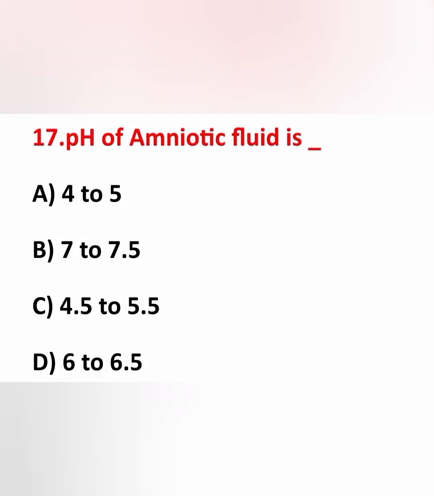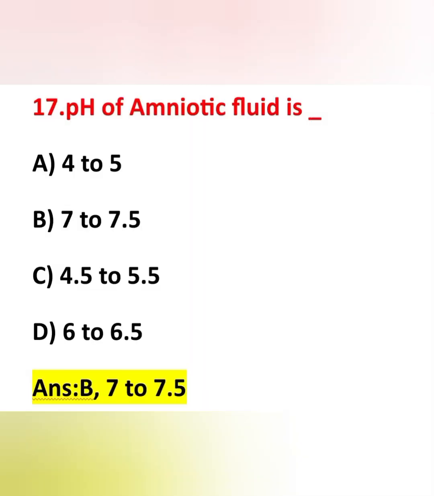Question number 17. The pH of amniotic fluid is: option A 4 to 5, option B 7 to 7.5, option C 4.5 to 5.5, option D 6 to 6.5. The correct answer is that the normal amniotic fluid pH is 7 to 7.5. And the pH of vaginal secretion during pregnancy is 4.5 to 5.5. This is also an important point. Here, option B, 7 to 7.5.